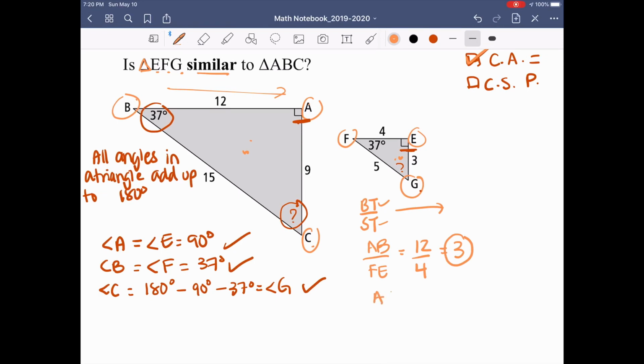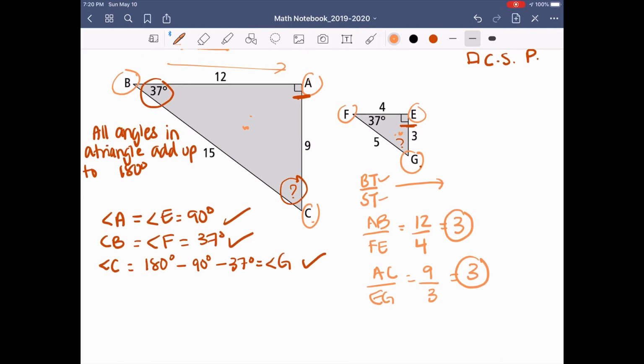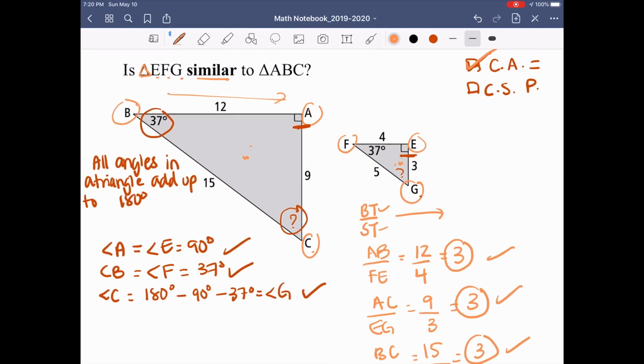Side AC corresponds to side EG. AC is 9, EG is 3. 9 divided by 3 is 3. Perfect. That checks out. And our last one is side BC corresponds to side FG. BC is 15, FG is 5, 15 divided by 5 is 3. So is our ratio the same for all 3? Yes, it is. So that means all of our corresponding sides are proportional.